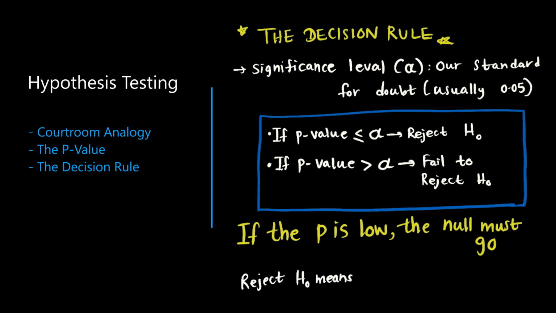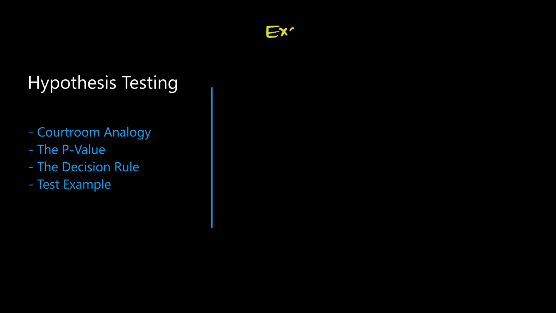When we reject the null, we are making a powerful statement. We are saying that our results are statistically significant. It means we have strong evidence that the effect we saw in our sample is real and not just due to random chance. Let's apply this.